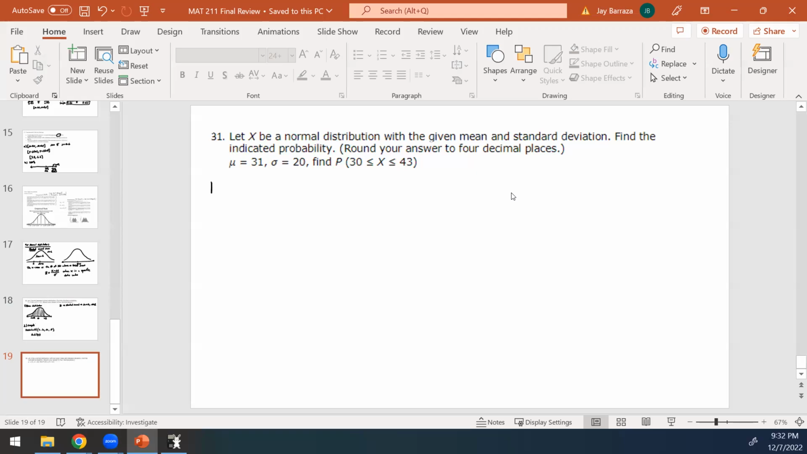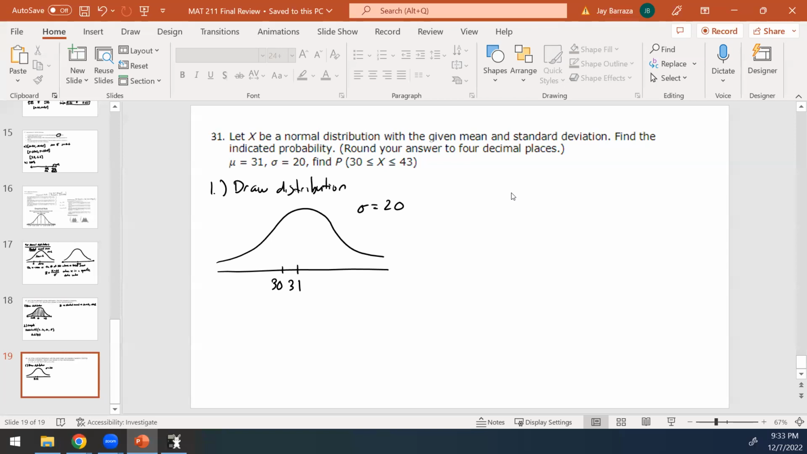Okay. So step 1, draw the distribution. The center is the mean. They tell us the mean is 31 and the standard deviation is 20. And I want it between 30 and 43. So basically, I'm trying to find this area right here. Does everyone see the goal?